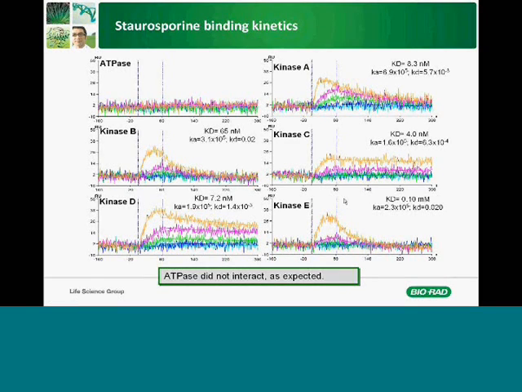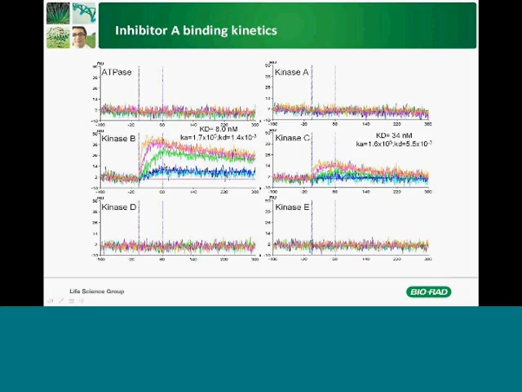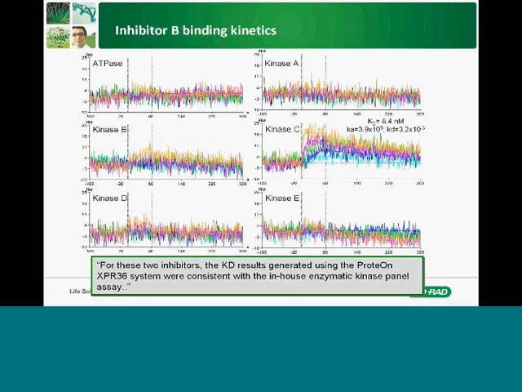And then eventually the main thing, they tested inhibitor A, and you can see now that inhibitor A had very good binding to kinase B with 8 nanomolar affinity constant, and a little bit to kinase C with lower affinity. And for inhibitor B, they detected binding for kinase C with affinity constant of 8.4 nanomolar.